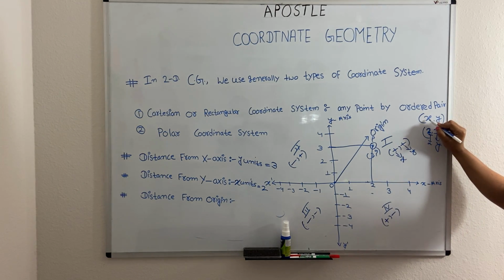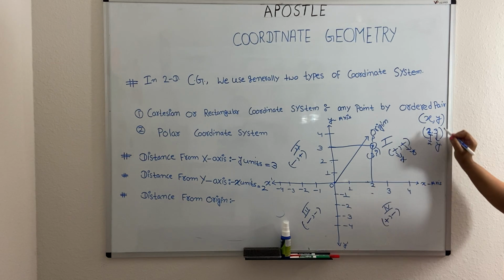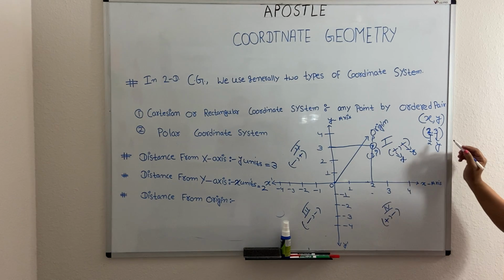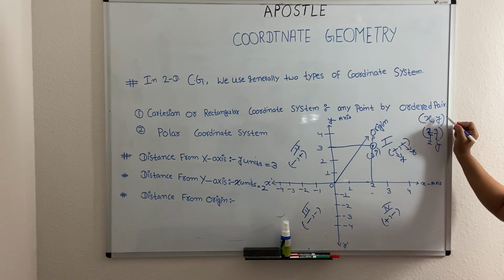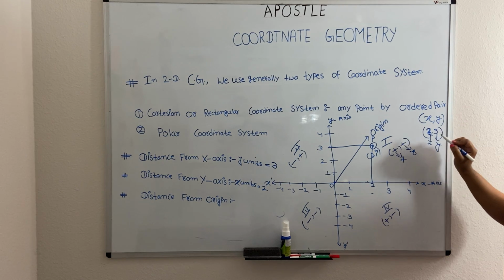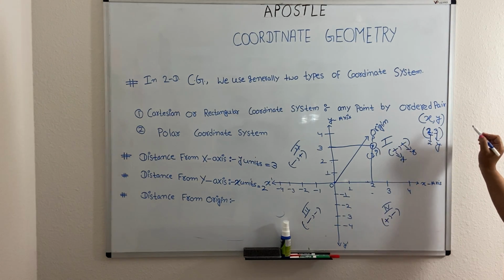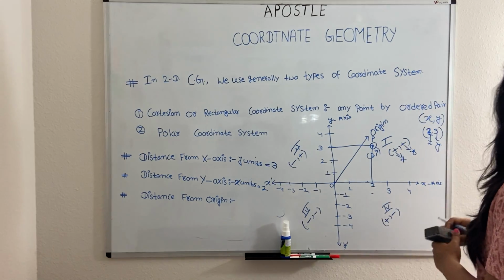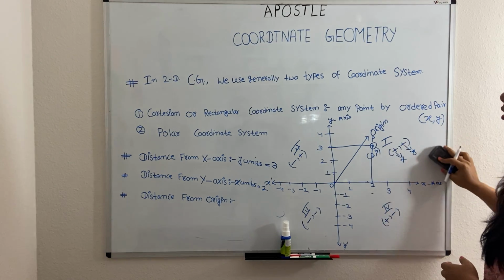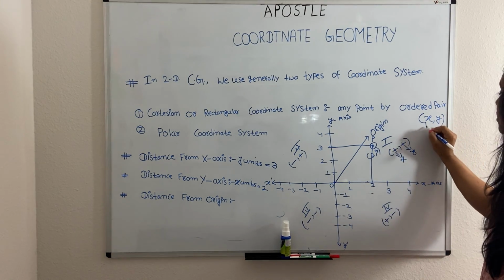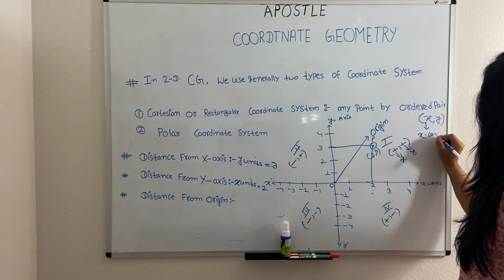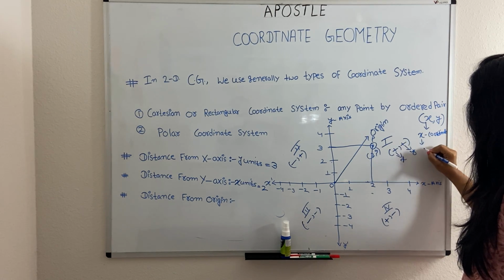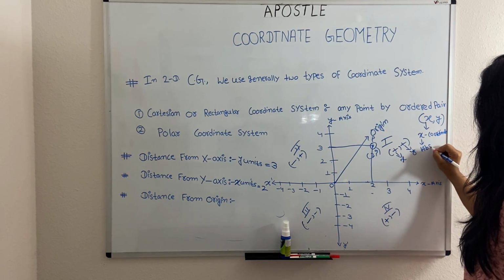When we represent x comma y, we call this an ordered pair. In the rectangular or Cartesian coordinate system, we can represent any pair as an ordered pair, and we can write it as a bracket, then x, then comma, and then y, and then the bracket closes. This x is known as the x coordinate, and we also call this the abscissa.